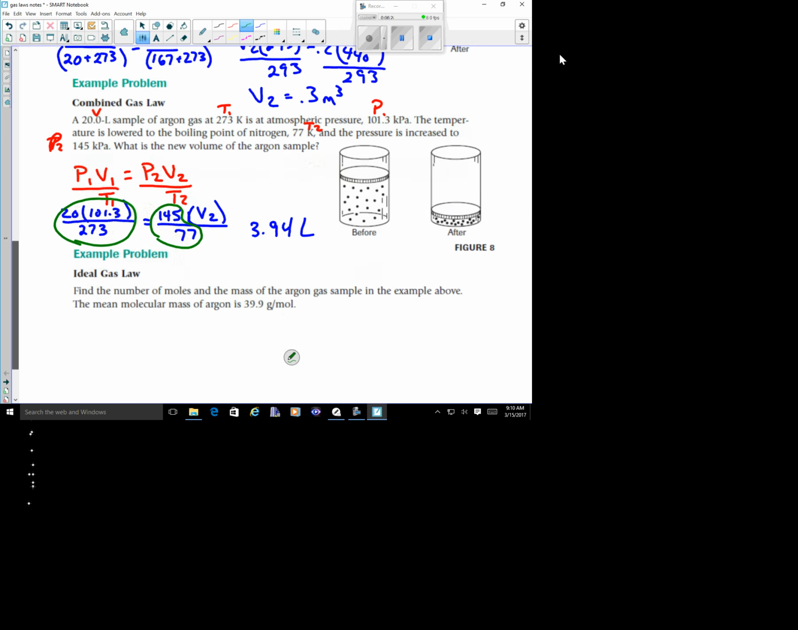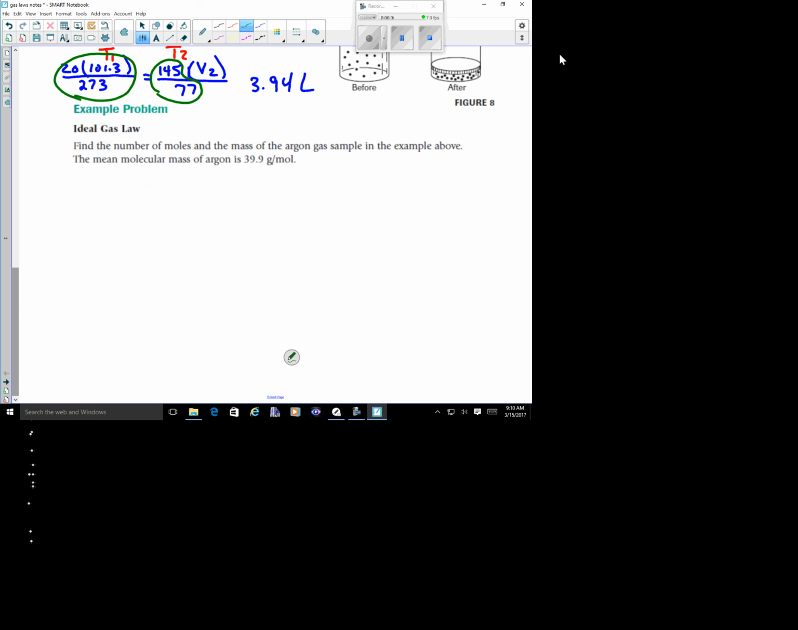This is what I call the Pivnert formula. So I'm going to take PV equals nRT. It says find the number of moles. Well, the n stands for the number of moles here, so that's what we're looking for. And it says find the number of moles and the mass of argon gas. So we're also looking for m. We'll talk about how to figure that in a second.